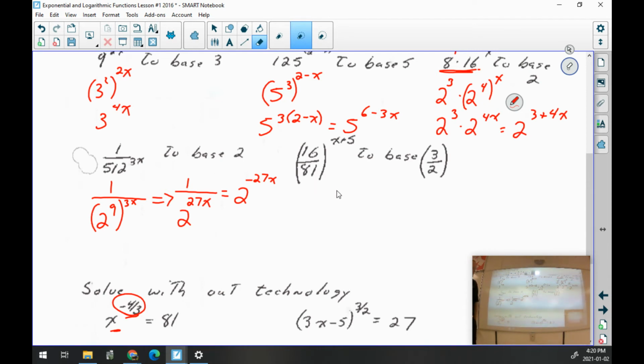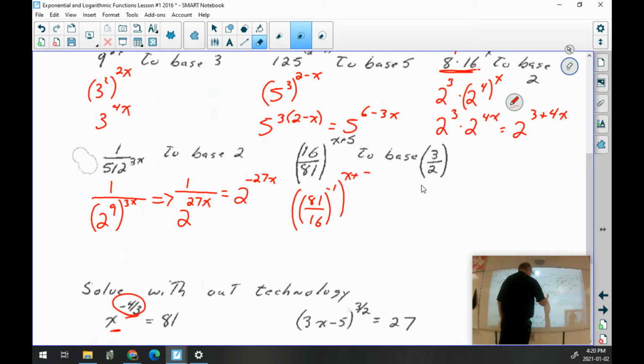Now, this guy here, 16 and 3 don't really work. 81 and 2 don't work. But if I flip that, if I start writing this as 81 over 16 to the power of negative 1, then that will go back to that guy. And this sticks around, the x plus 5. We haven't done anything to it. I've replaced 16 over 81 with 81 over 16 to the power of negative 1.